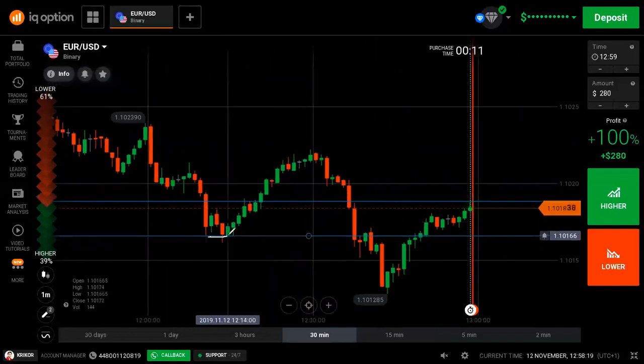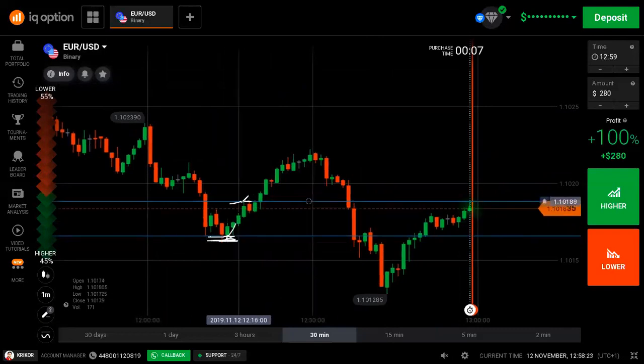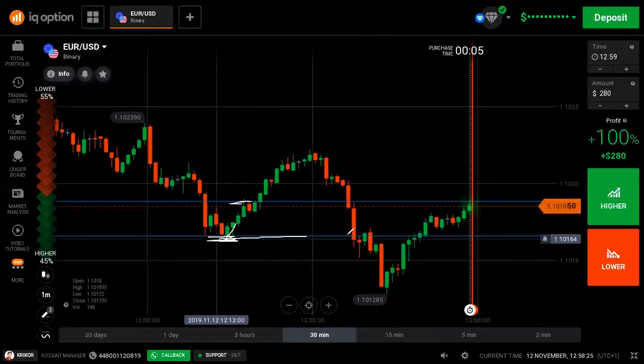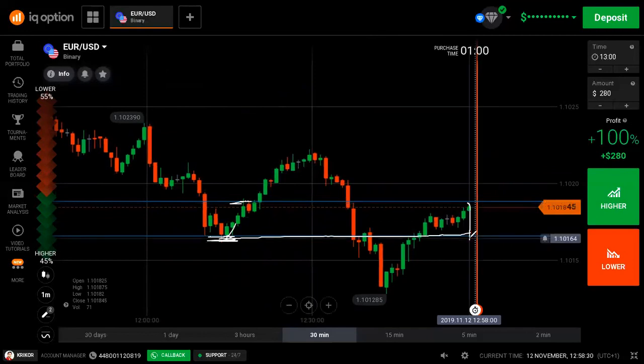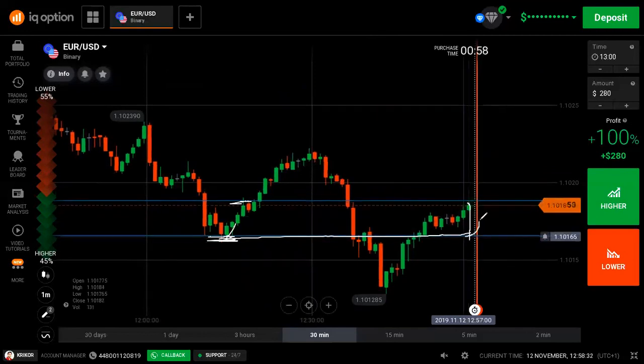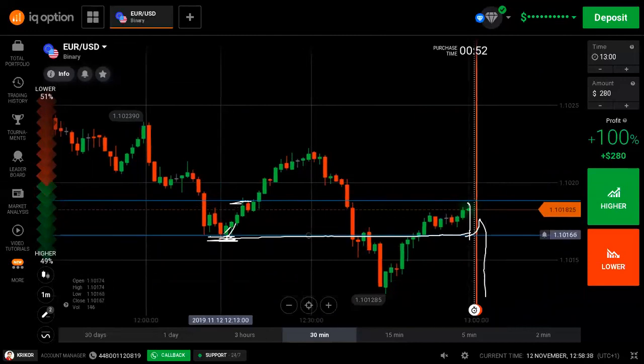Now buyers enter from here and close here. So from here, if buyers come in here, they might go like this small and go like this. Okay? Are you with me?